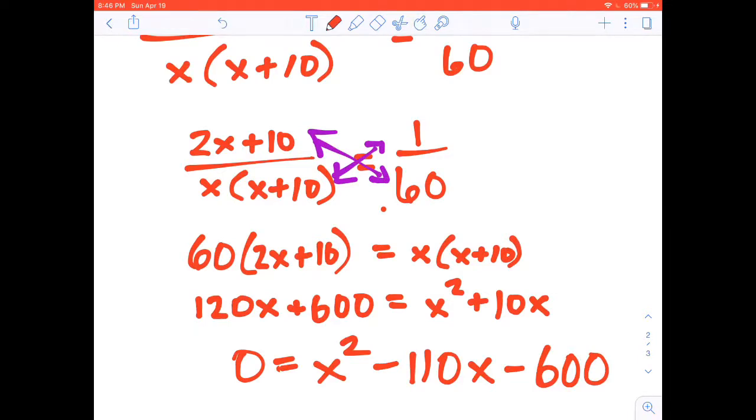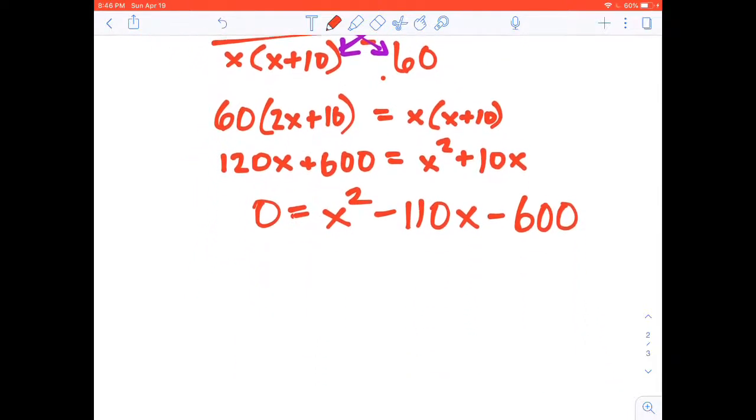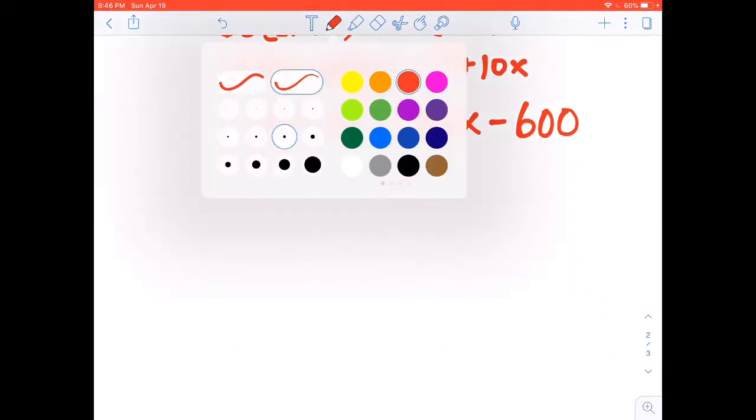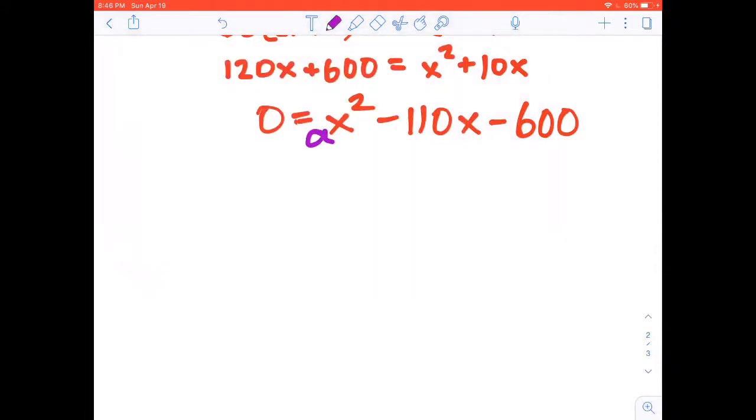Unfortunately, we can't factor it, because there are no two factors that'll multiply for negative 600 and add for negative 110. But we know what we have to do in that case. We use quadratic formula, where a is equal to 1, b is equal to negative 110, and c is equal to negative 600. So this one's not going to work out to a nice whole number, but you need your calculator potentially for this one.